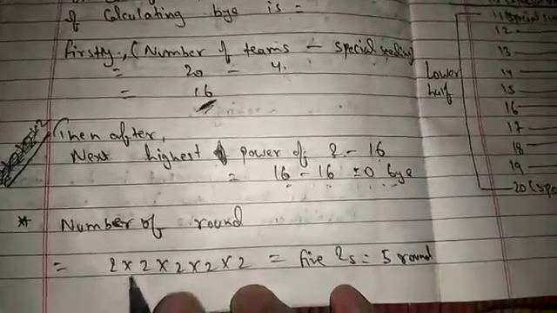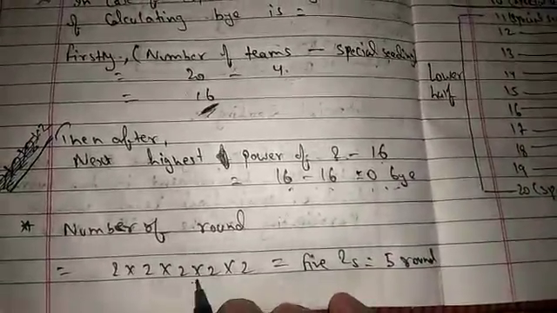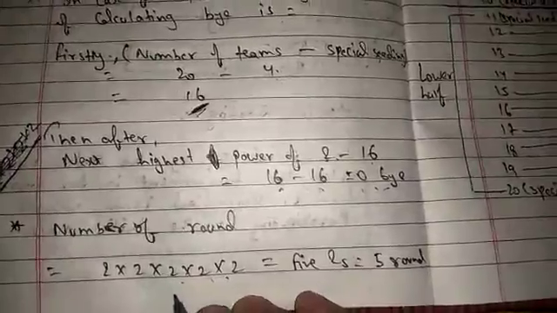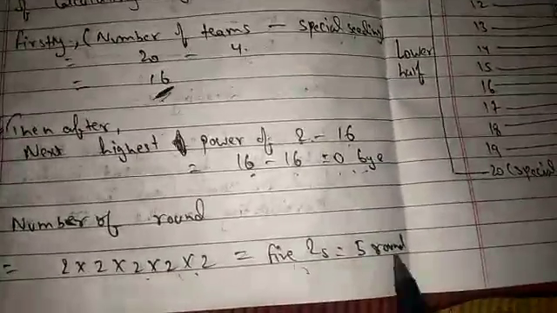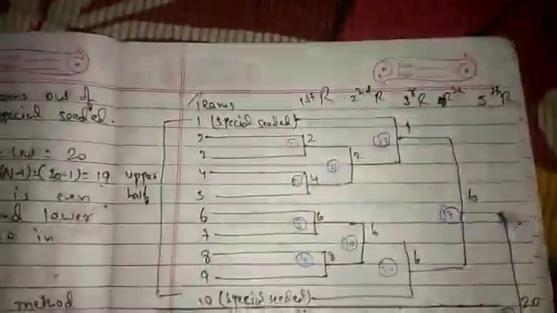Number of rounds, how many rounds are there? 2 into 2 into 2 into 2 into 2. How many 2s are there? 5 2s are there. So how many rounds will there be? 5 rounds. Let us go through the sums.